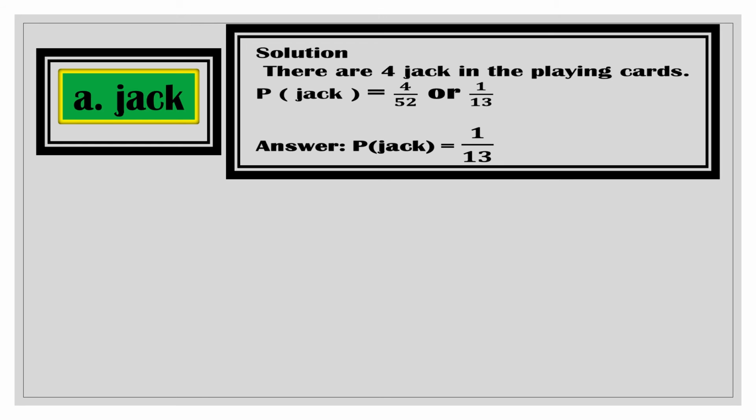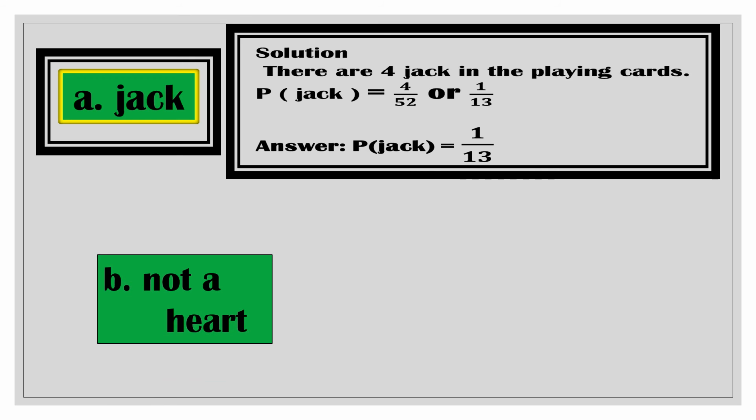So the probability of jack is equal to 4 over 52. To reduce to its lowest term, it is 1 over 13. So the probability of jack is equal to 1 over 13.